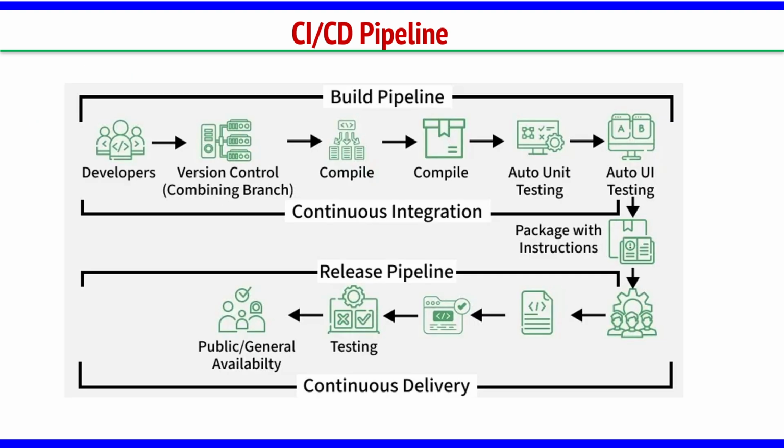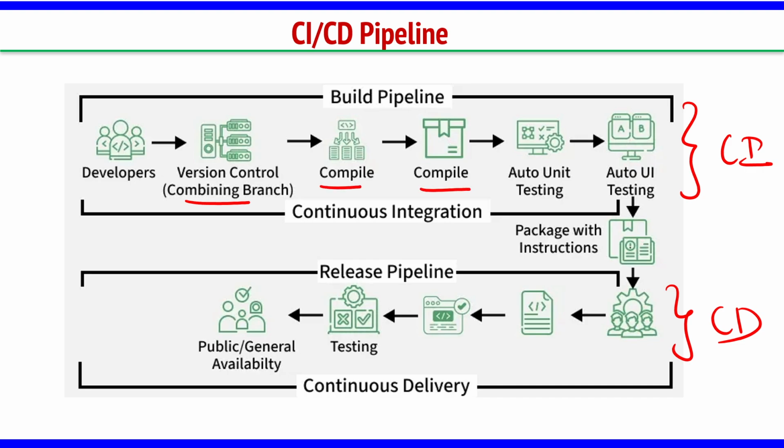So let's understand the pipeline. If you see here, the build pipeline and the release pipeline. This is the CI part and this is the CD part, right? So what steps happen in CI/CD? Developers write the code, then we have version control, then compile, auto unit testing and then auto UI testing. Then package with instructions, then we do all these automated tasks of releasing, testing and making it available.